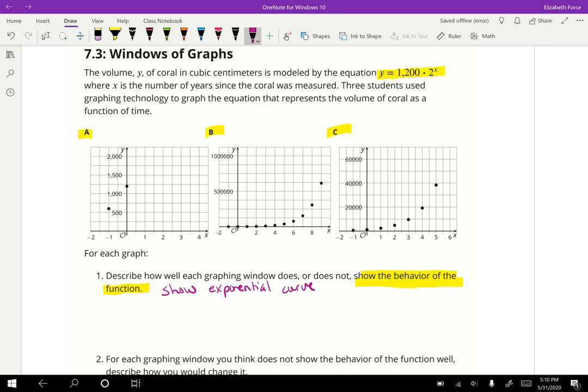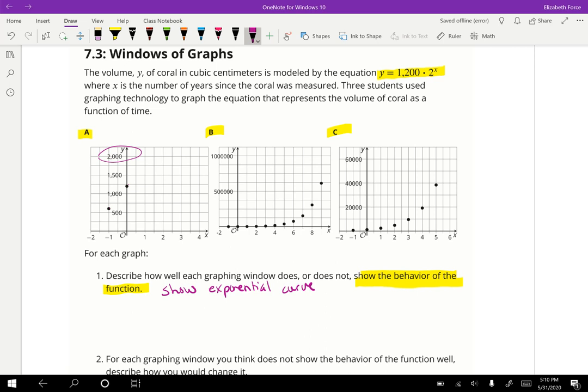So if I look at A, we're going from -2 to 4. And our highest y value that we picked over here is 2,000. And I'm not seeing more than just 2 input values. So I'm not even seeing an exponential curve. So this is not a really good representation.